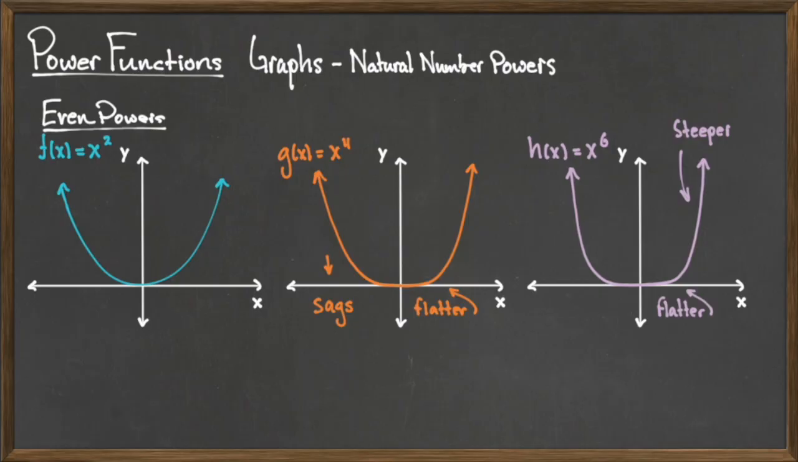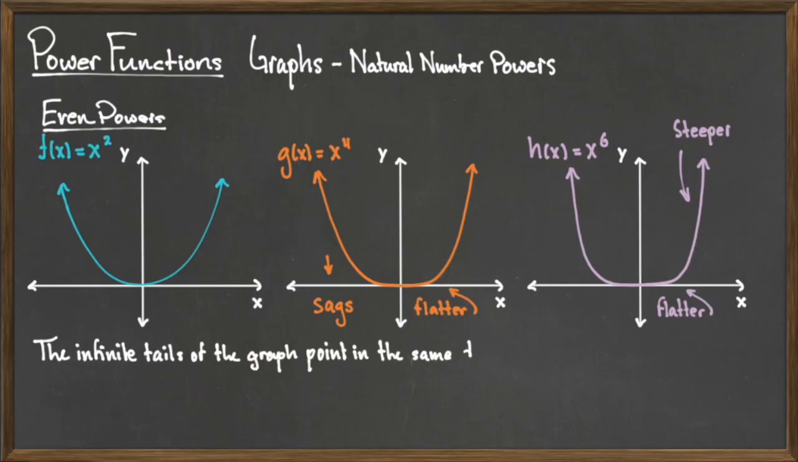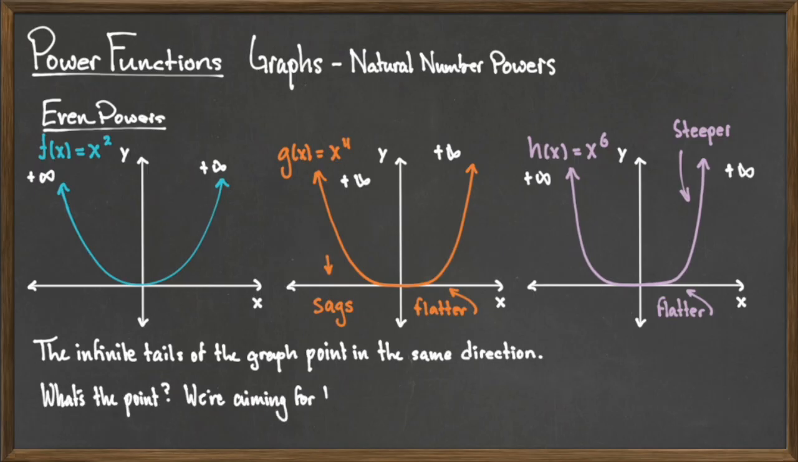It kind of sags down a little bit more, it's a little bit more flat at the bottom in appearance, and the curves get a lot steeper towards the left and towards the right. Basically, the larger an even power gets, the flatter your graph will appear towards the origin, and the steeper your graph will get as you tend to the left or to the right. Looking at the end behavior, both the left and the right infinite tails of the graph all go to positive infinity.